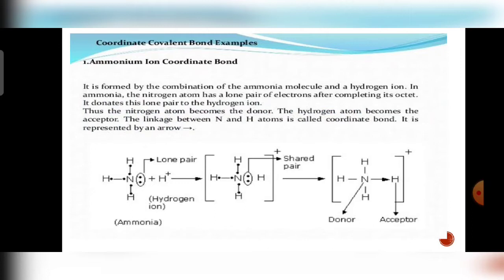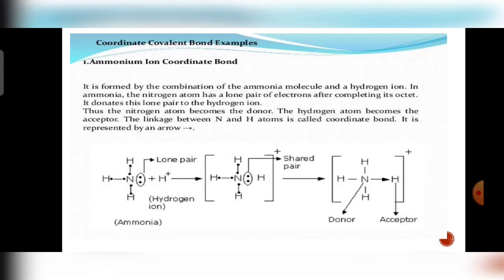Listen girls, here are examples of coordinate covalent bonds. The first example is the formation of the ammonium ion by coordinate bond. It is formed by the combination of an ammonia molecule and a hydrogen ion. In ammonia, the nitrogen atom has a lone pair of electrons. After completing its octet, it donates this lone pair to the hydrogen ion.